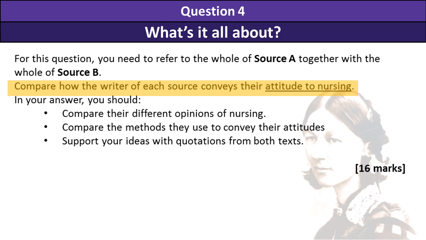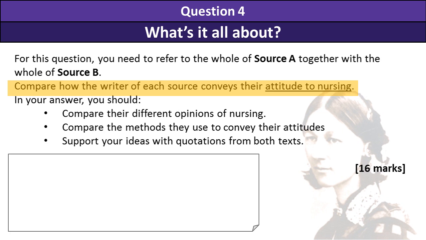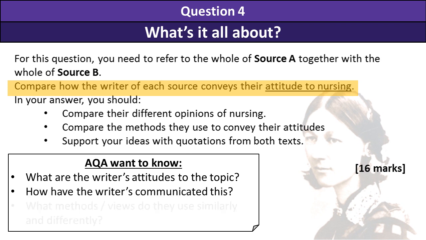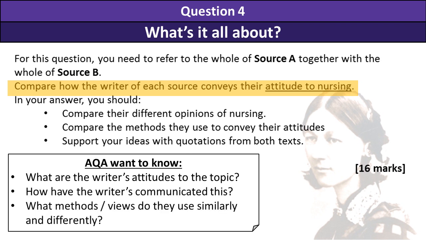So what the examiner wants you to be doing here is looking at how the writers have their different points of view, what are their attitudes to the topic. They want to know how the writers have communicated this, and they want to know what methods and views they've used similarly and differently. This is essentially a question asking what and how. What does the writer think? How do they do it?